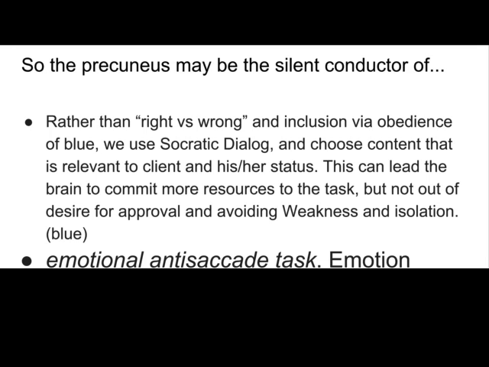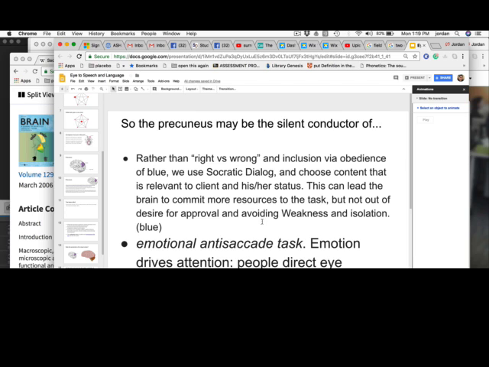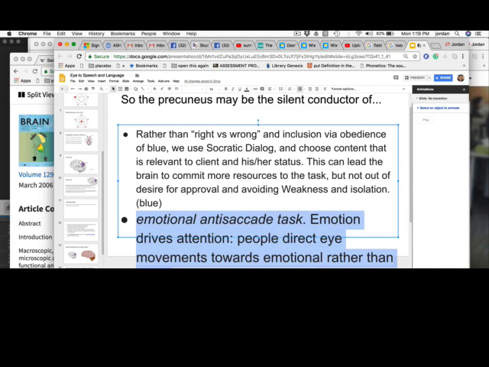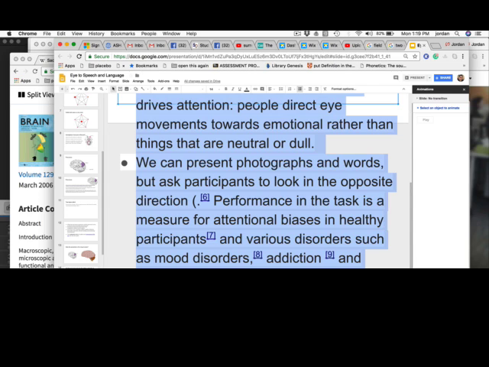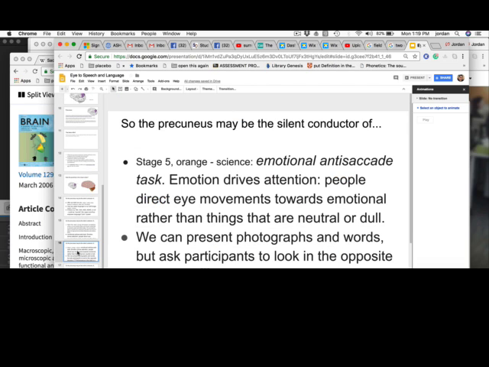Now, there's something called the emotional anti-saccade task, and basically it's just that people direct their eye towards what they're interested in rather than what they're not interested in. If it's boring or neutral, then you're not going to look at it. And this makes sense in the wild because we don't want to risk looking away from the tiger that's running at us, right? So then we move on to stage 5 in Spiral Dynamics.